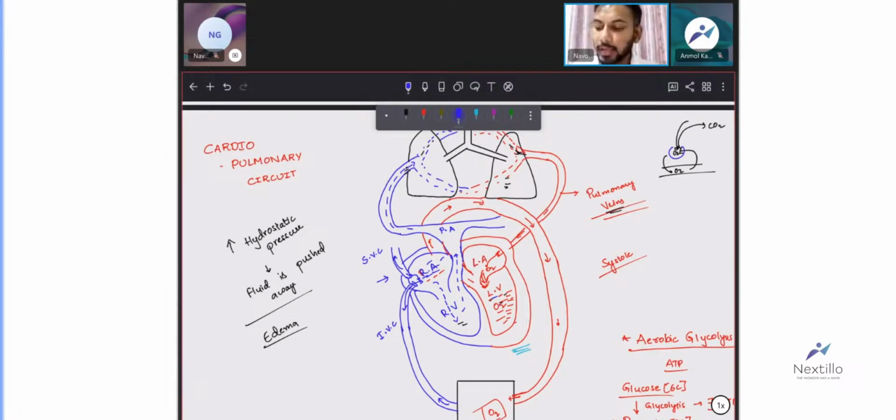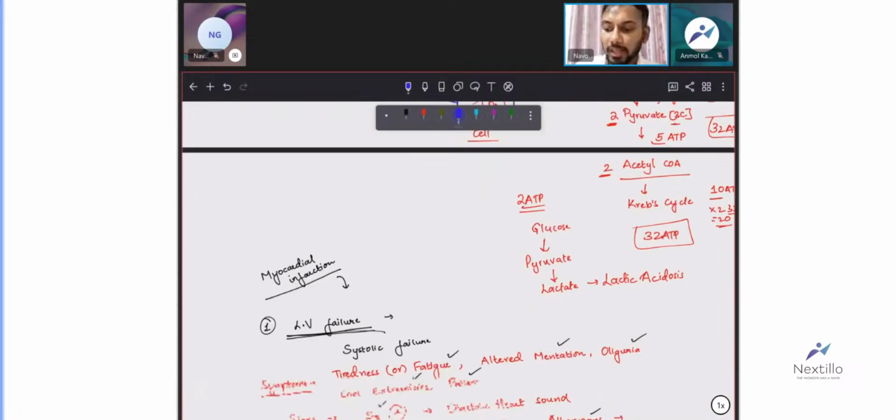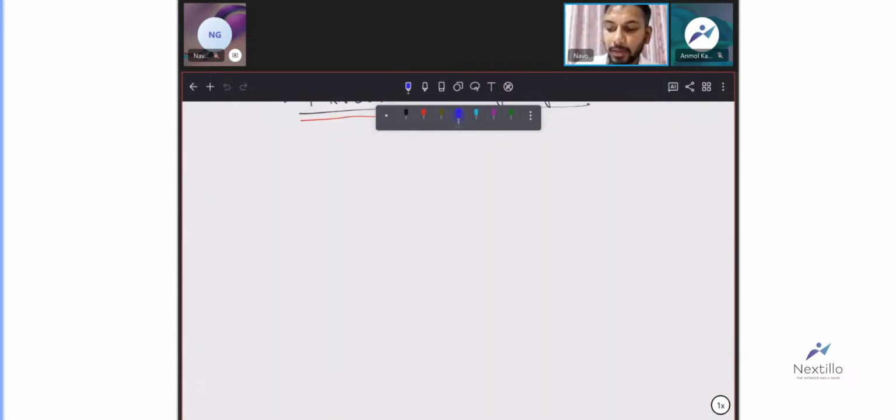Now, imagine if the blood is pooling back into the SVC. What will happen? The fluid will come out into the tissues present in the superior part of the body. Which tissues? First, it will start with periorbital edema. Why? Around the orbit, the skin is very thin, so it always starts with periorbital edema.